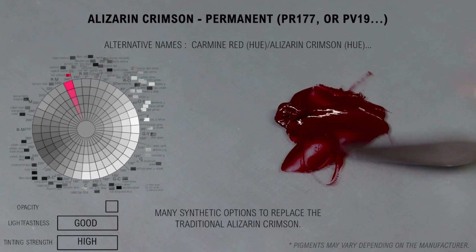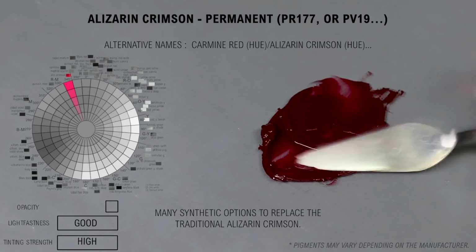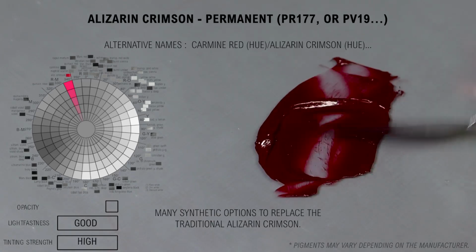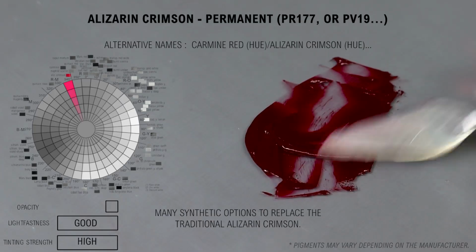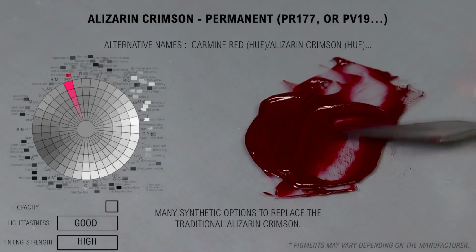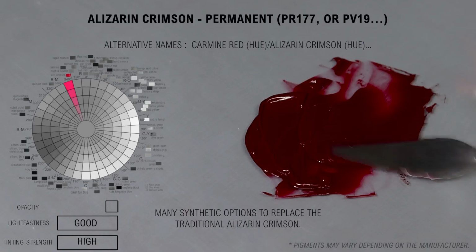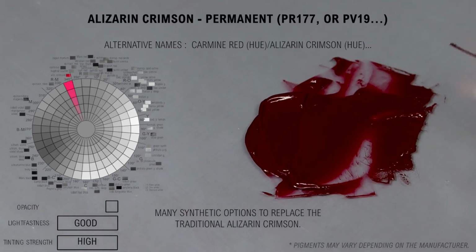There are many versions to replace the genuine alizarin crimson with a less fugitive pigment. A synthetic anthraquinone can ideally replace the genuine alizarin crimson. It does not necessarily have exactly the same hue, but it works in the same way. It should always be preferred to the genuine pigment. It is transparent and it works wonderfully.